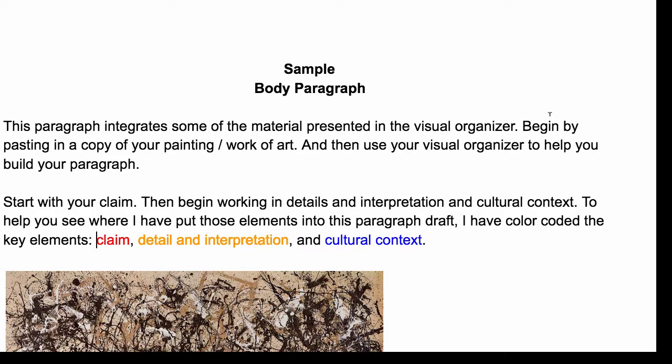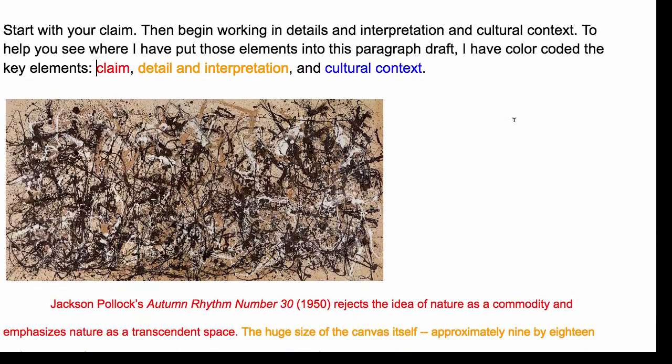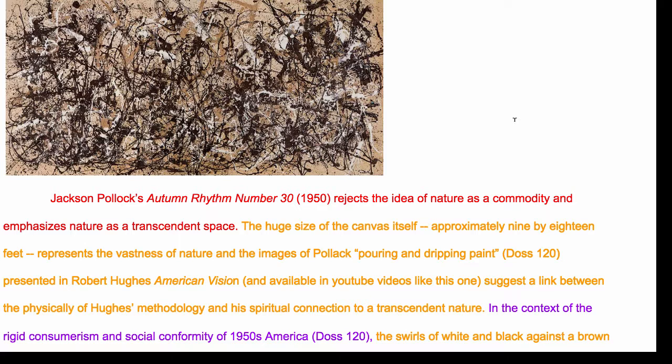So once again, to remind you of the process, I'm saying we're taking material from the visual organizer and turning it into sentences, linking those together to create a paragraph. Now, the first thing I want to encourage you to do is to insert a copy of your work of art into your paper. So for each body paragraph that you have, you'll have a visual copy of the work of art. This is a little big.